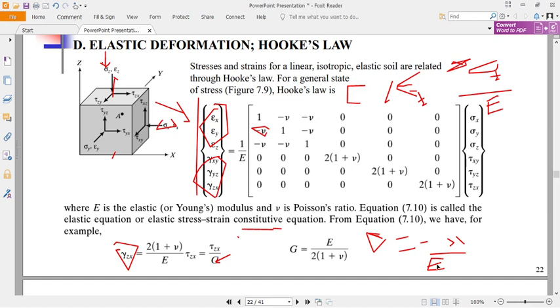This one is equal to the strain in Z as a result of applying a stress in X. And also when you apply a stress in Y, still there will be a deformation in Z. Therefore, the strain in Z is equal to negative v as a result of applying a stress in Y divided by Young's modulus. Is that okay? There will be a deformation.